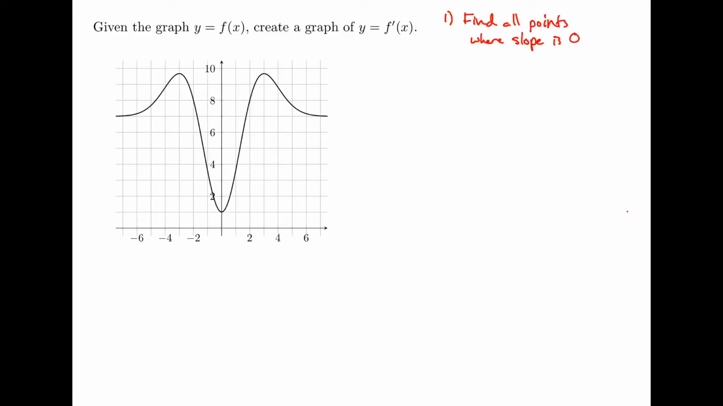Second, we're going to look at the sign of the slope. And that's because where the slope is positive, my graph will be above the axis, and where the slope is negative, my f prime graph will be below the axis.